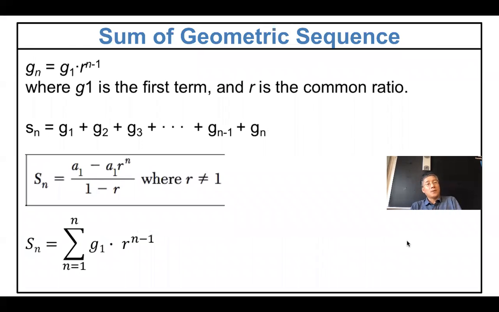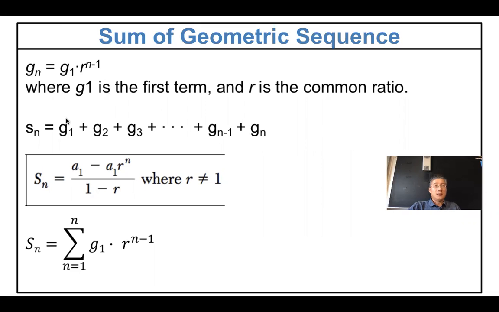The explicit formula for a geometric sequence G of n is equal to G1, the first term, times R, the common ratio, to the n minus 1 power. That's what we learned. And now, you know, G1, G2, G3 are the list of terms in the sequence.